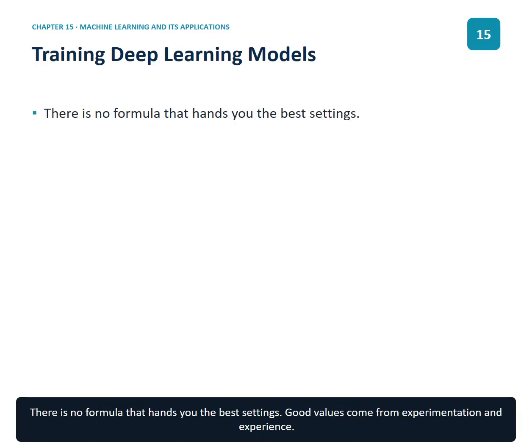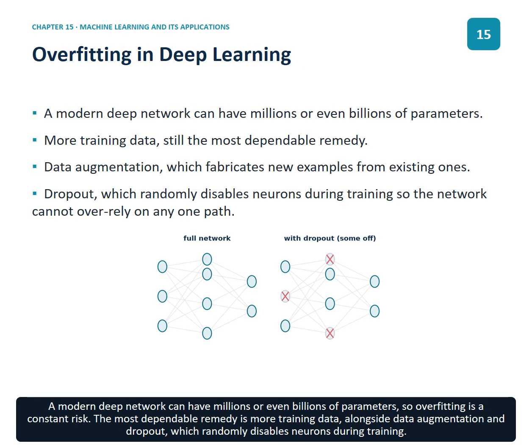There is no formula that hands you the best settings. Good values come from experimentation and experience. A modern deep network can have millions or even billions of parameters, so overfitting is a constant risk. The most dependable remedy is more training data, alongside data augmentation and dropout, which randomly disables neurons during training.